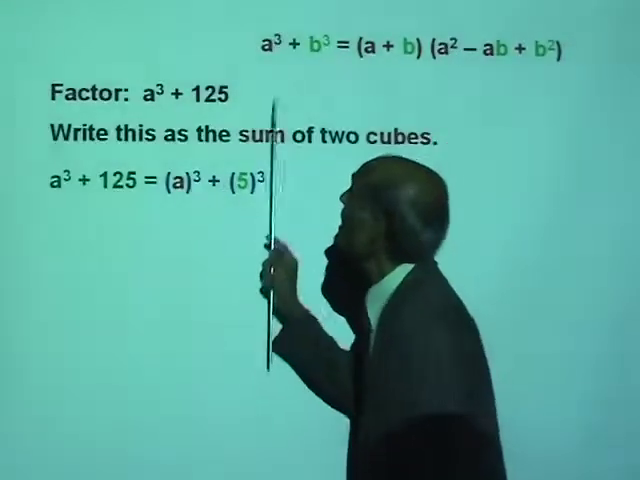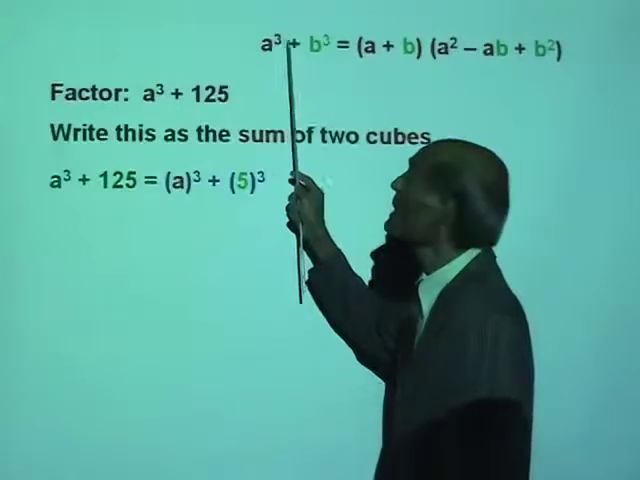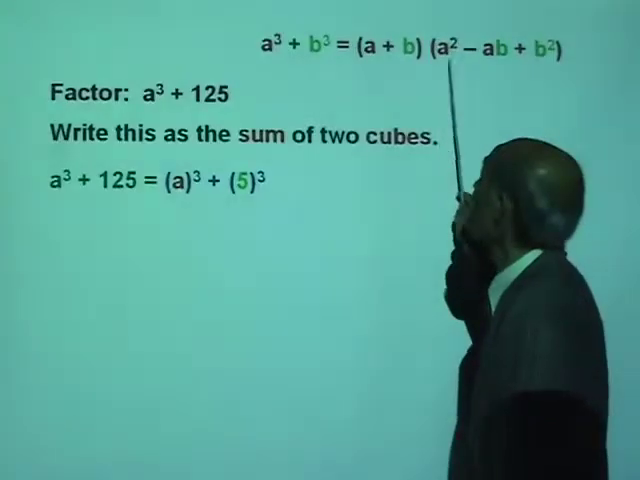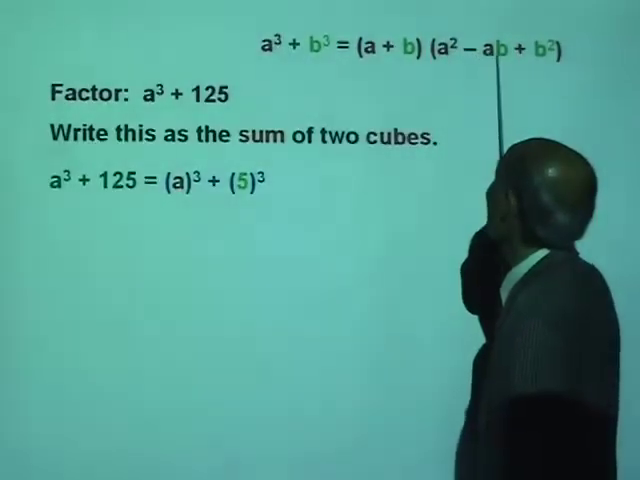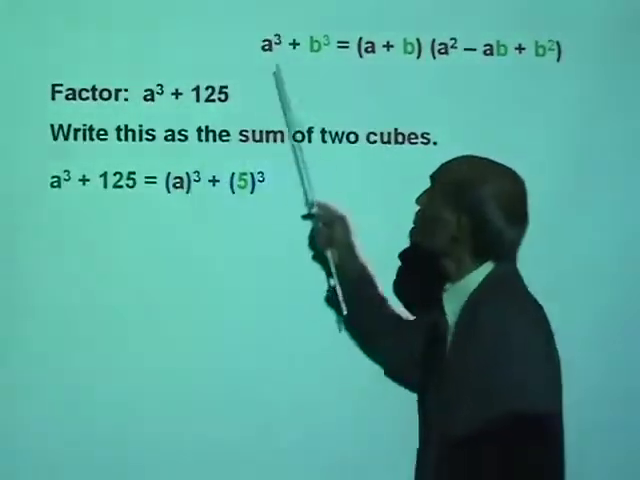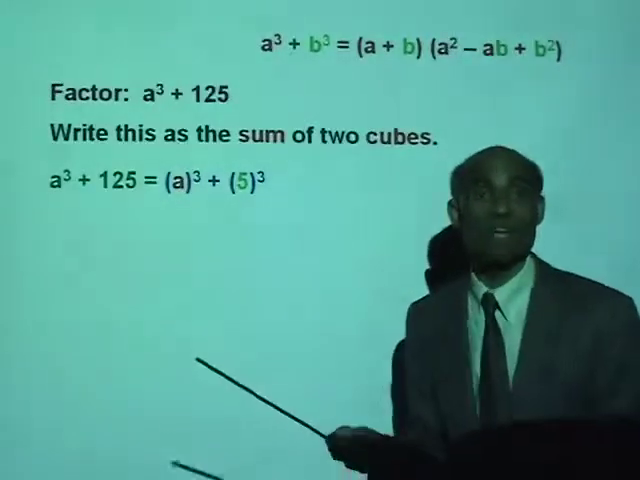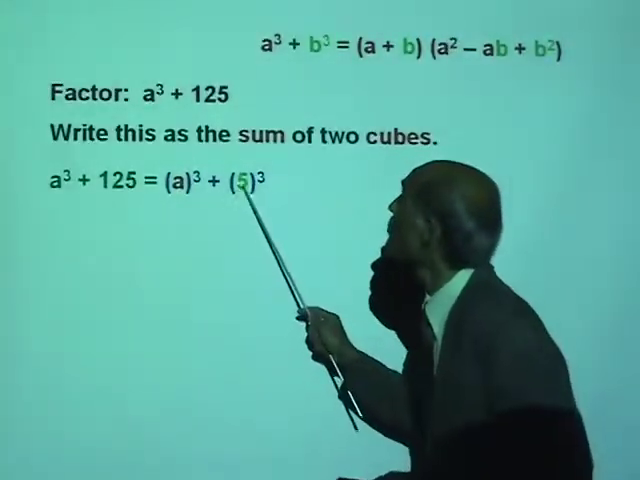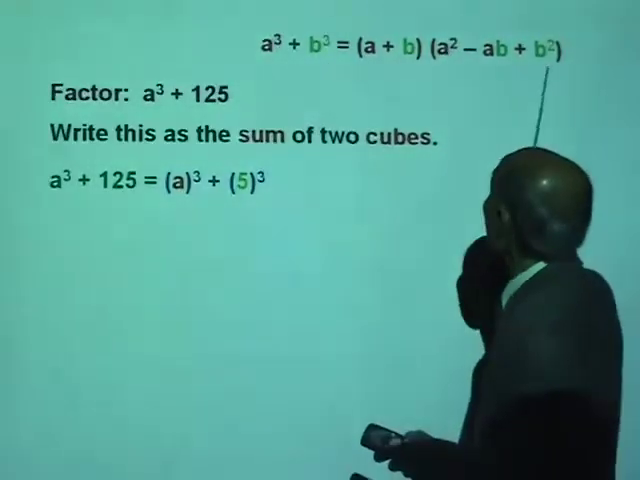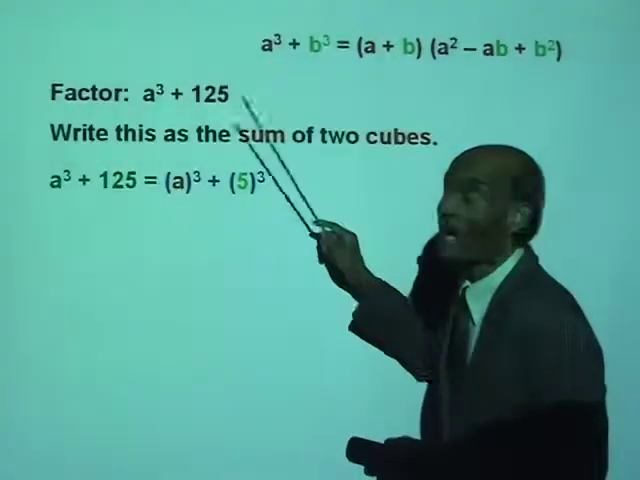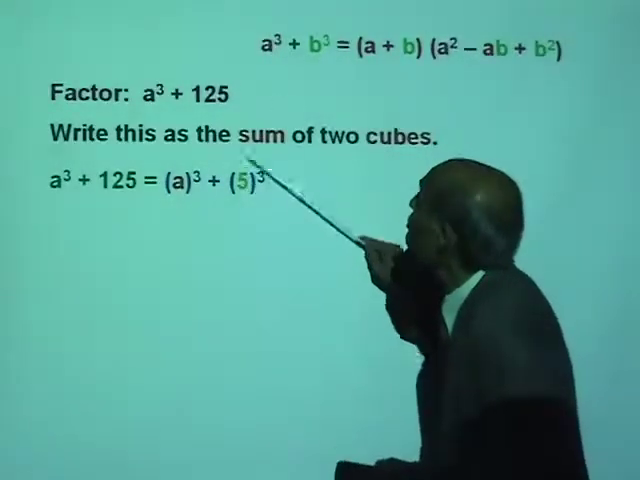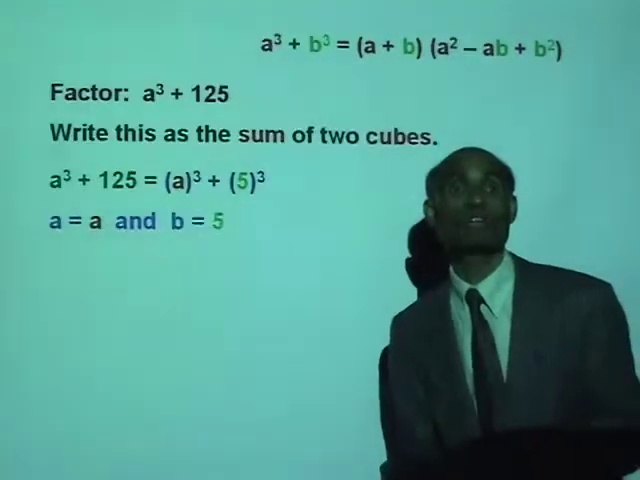Now, you have the formula. Look at the formula here. A cube plus b cube is a plus b times a squared minus ab plus b squared. Now, in this case, a is the same as a. We don't need to do any change there. But in place of b, we will use 5. So what all we need to do is bring down this formula and keep a as a itself, and in place of b, use the 5. That's all what you need to do.